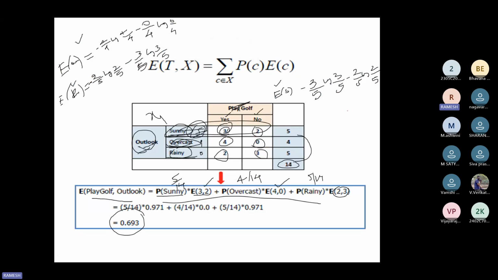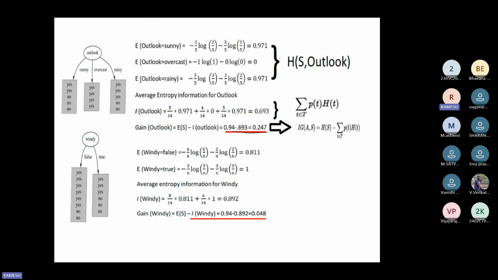Here is the entropy of the first column, which is 0.63. The detailed calculation is here, just what we did: 2 by 5. This is the no part, and this is the yes part. No need to confuse. 0.971. It is 0 obviously, and 3 by 5, 0.971. Both are the same because there are no changes in that.